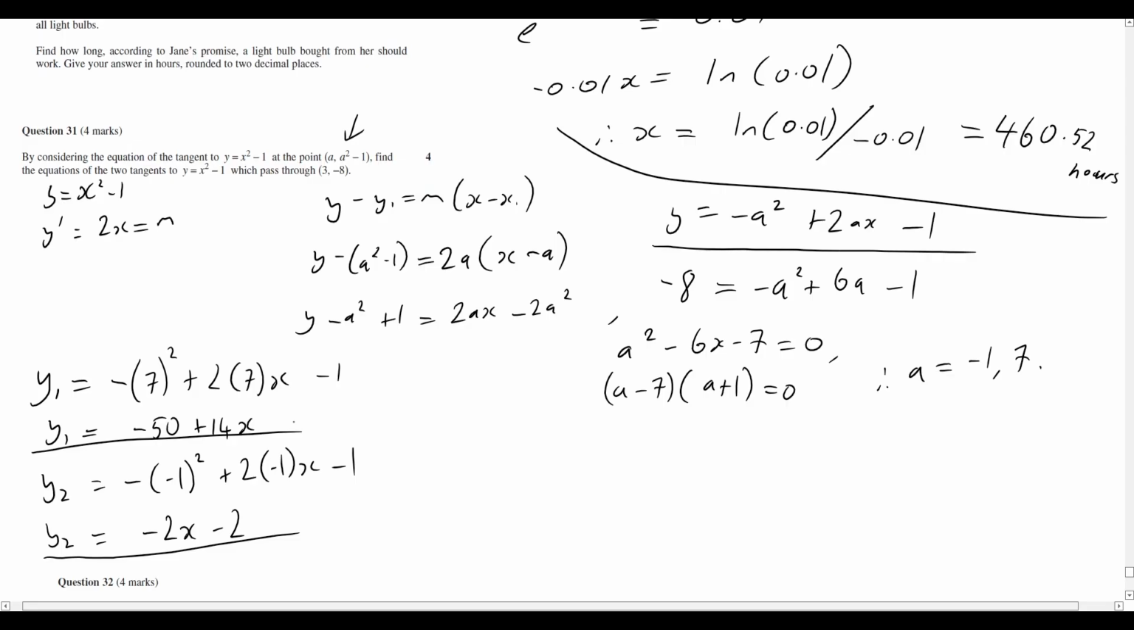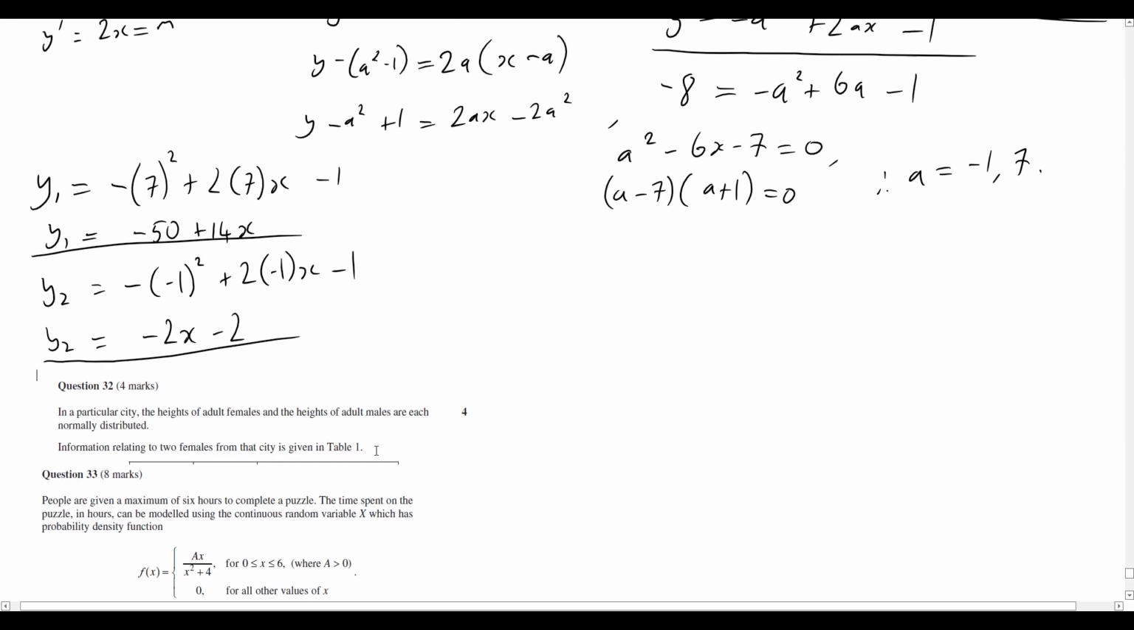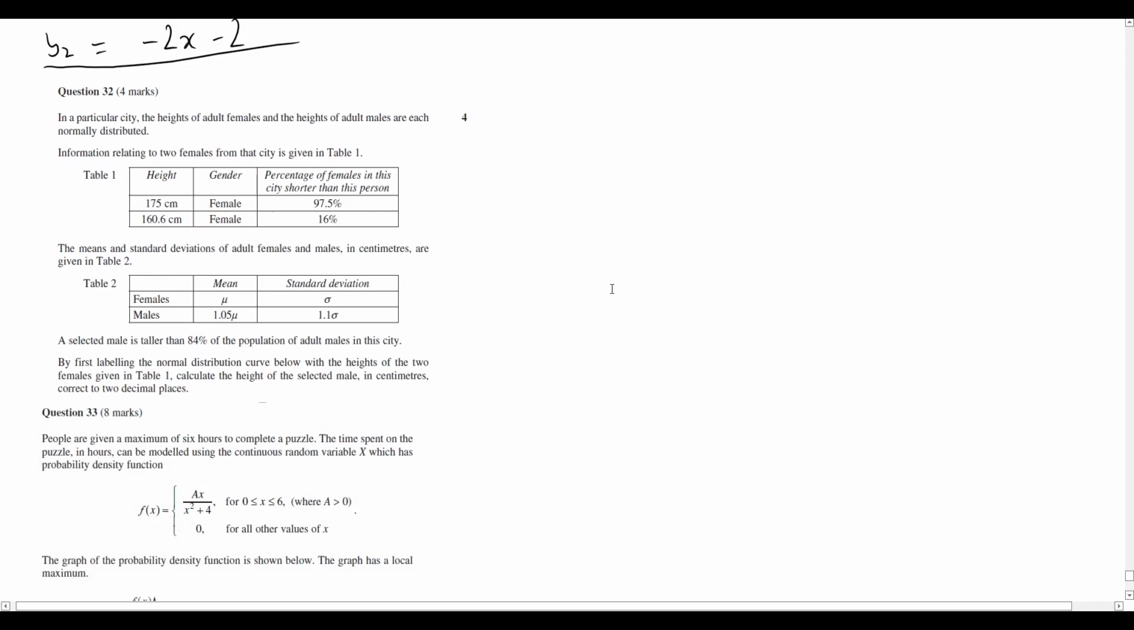And so that is question 31 sorted. So a little bit of a tricky problem. The main key here was to identify that you're just going to be working with the general sort of variables of a and then a squared minus 1 for your x and y coordinates initially. Okay, so now moving on to question 32.